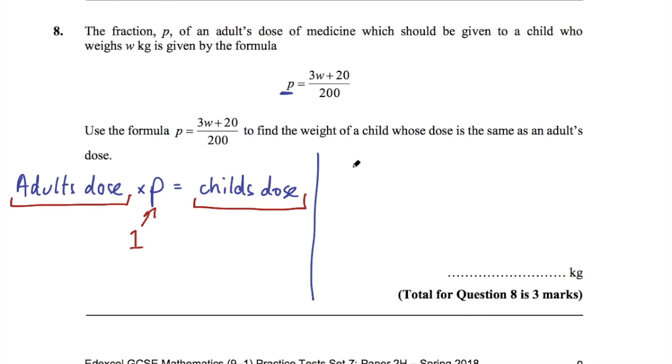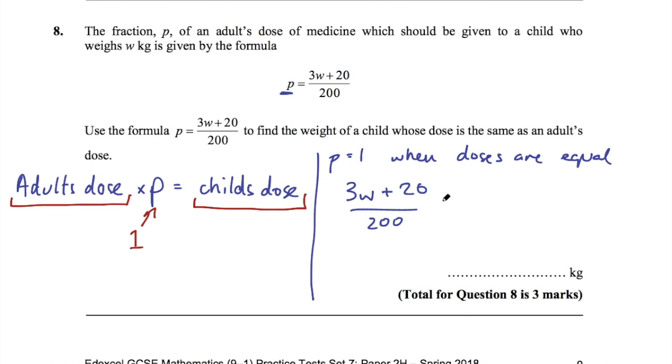So we can say that P equals 1 when doses are equal. And then we can make this equation equal to 1. So 3W plus 20 divided by 200 equals 1. And then we just go ahead and solve this for W. So we multiply by 200 on the right hand side. So then we get 3W plus 20 equals 200.